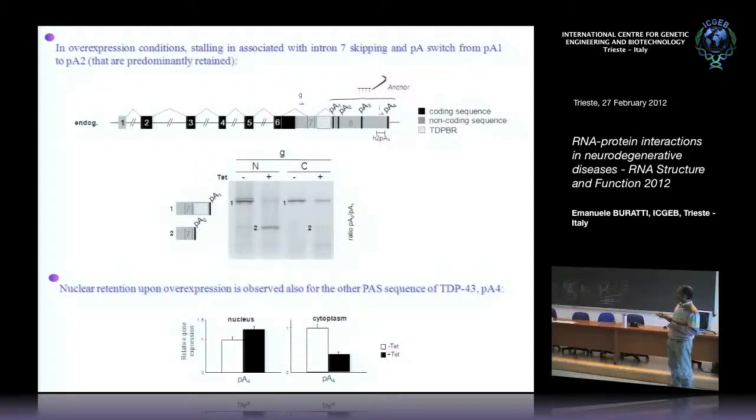The polyadenylation 2 that appears only when you overexpress TDP43, and therefore you have a slowdown and an increased splicing of this intron 7, they are mostly retained in the nucleus and they're not present in the cytoplasm. So although this mRNA species could actually code for the TDP43 protein itself, it will not do so because it is mostly kept in the nucleus and therefore quite far away from the ribosome.